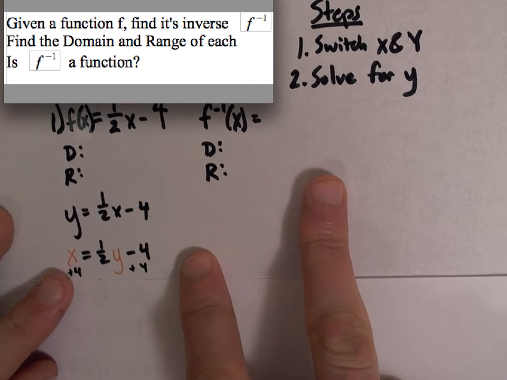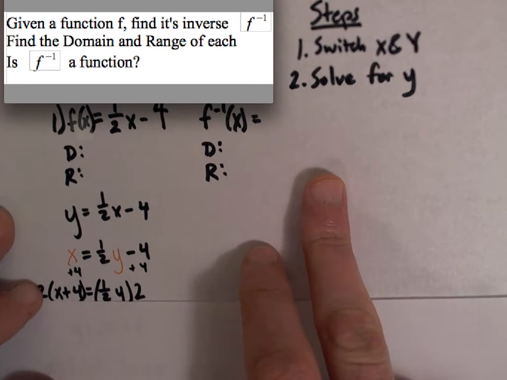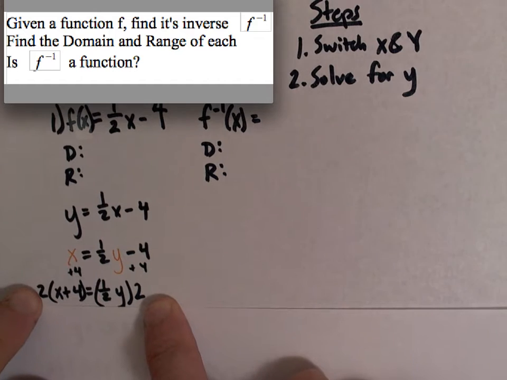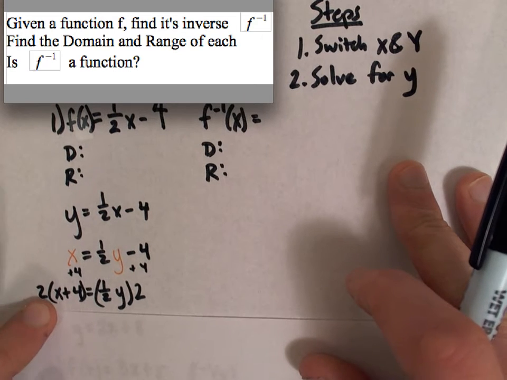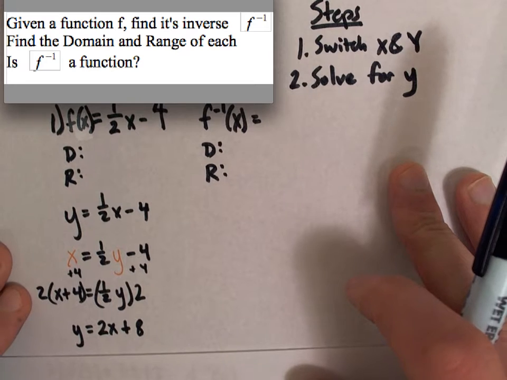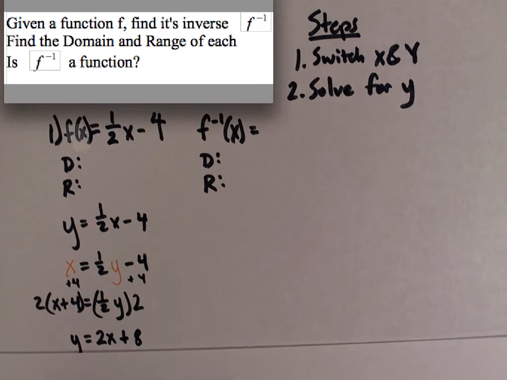So we're going to add 4 to both sides. Add 4 to both sides, we get x plus 4 equals 1/2 y, and then we just multiply both sides by 2. Multiply both sides by 2 to get y equals 2 times the quantity x plus 4, which is y equals 2x plus 8. All right, so that was pretty quick, but we'll start off with some simple examples.